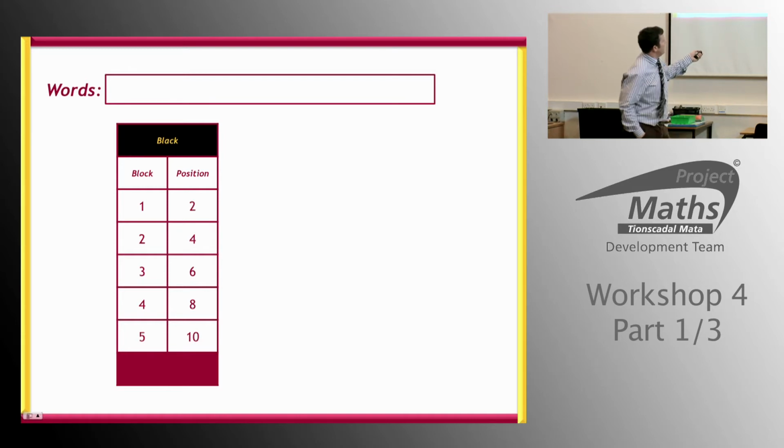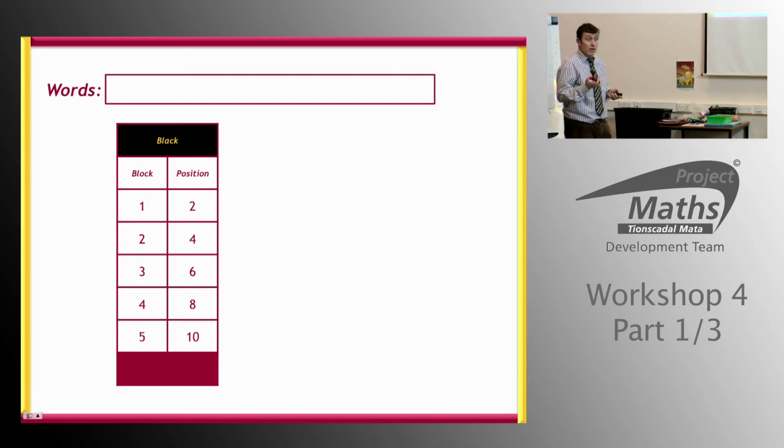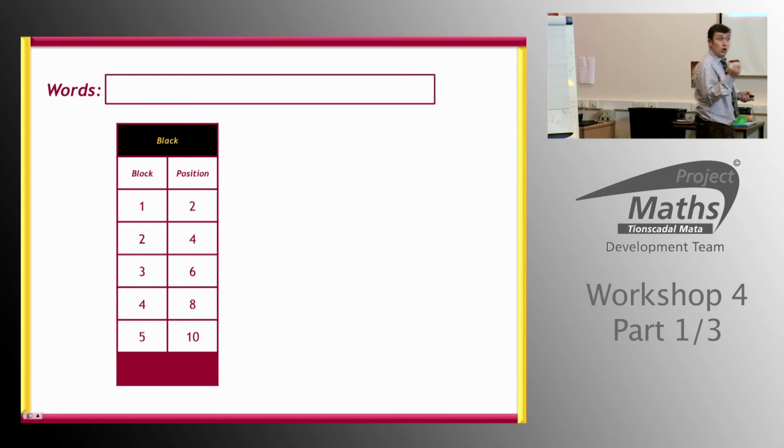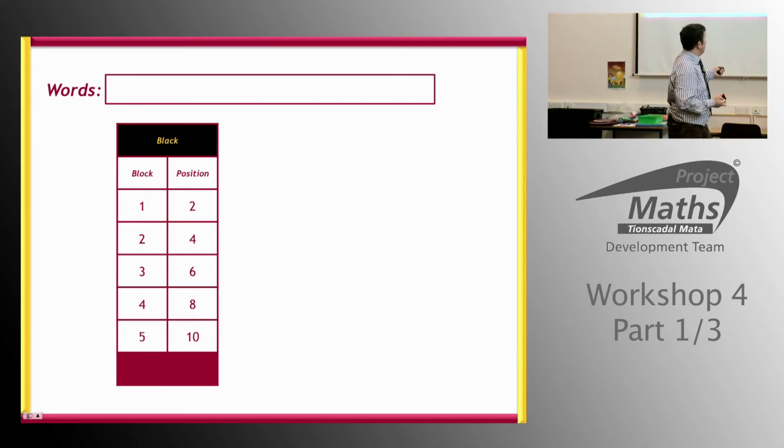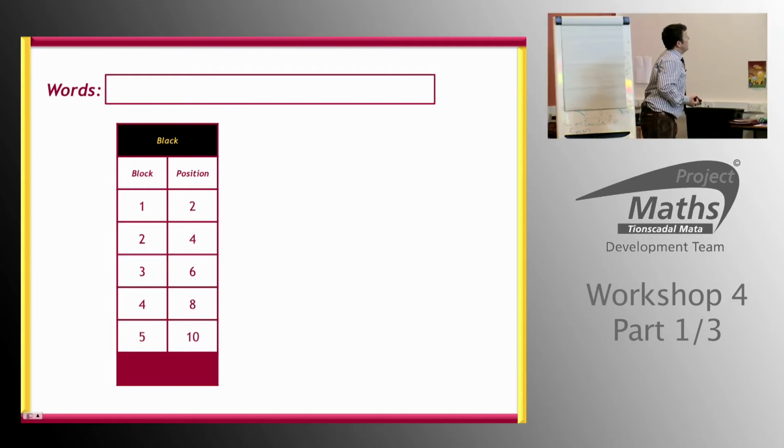The first black is in the second position. The second black is in the fourth position. And is it agreeing with what we said? Why? They're all even numbers. Is everybody happy with that? So the black, we had said that the black block is always even, and when we went to our table, that was the case. Now, what can we say then here?